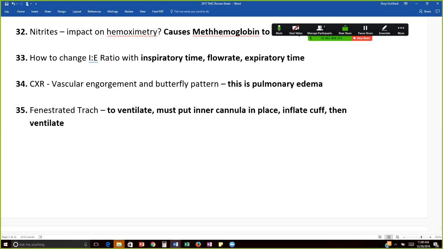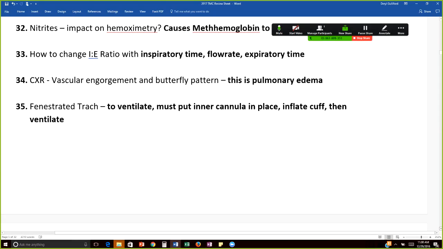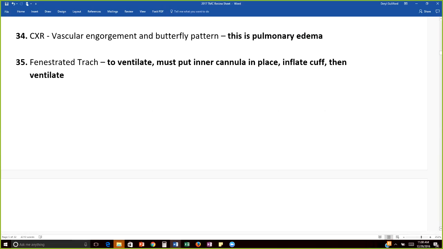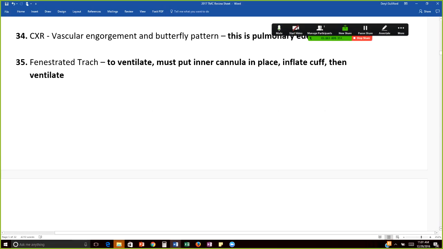Various trach tubes could show up on your test. We've had several questions from students about fenestrated trachs. To ventilate that fenestrated trach patient, you must put the inner cannula in place and inflate the cuff. That's because the fenestrated trach is a talk trach, which is designed to let air go through the patient's vocal cords. That's great, but if we need to ventilate that patient, we need to create a seal by putting the inner cannula in and inflating the cuff.